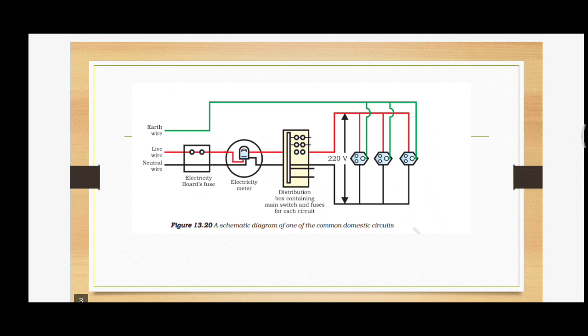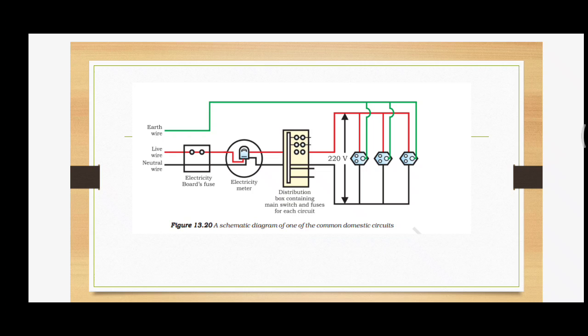Now the schematic diagram is given. In lower classes itself, you have already studied that the connection is a parallel connection. The household wiring, the domestic wiring, actually follows the parallel connection.